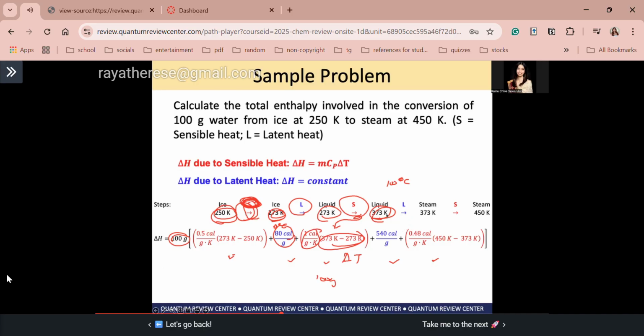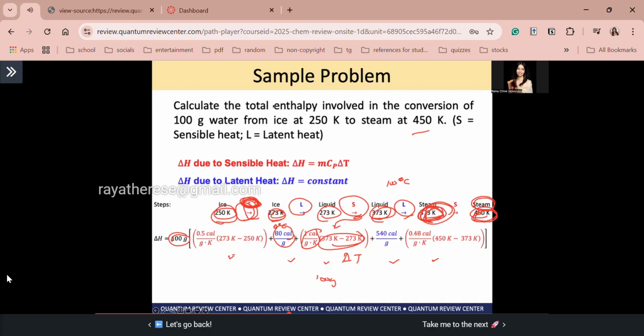Next, the liquid at the normal boiling point will then undergo a phase change from liquid to steam at 373 Kelvin. And this results in latent heat. Again, the value for the latent heat is delta H equal to 540 cal per gram. Lastly, when you increase the temperature of the steam further to 450 Kelvin, okay, there is still an accompanying sensible heat. So in solving for the sensible heat, M is 100 grams, times Cp, which is 0.48 for steam, times 450, the final temperature, minus 373, the initial temperature.